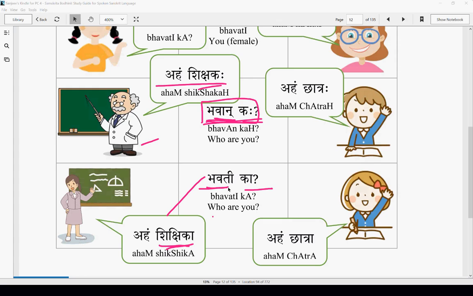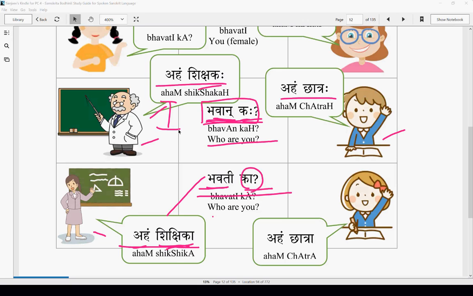Who are you? So this bhavati and bhavan is you actually, and who is represented by this kaha and ka. Kaha and ka are the who question words, but kaha is used when it is a male and ka is used when it is a female. So aham shikshakaha, this person is replying. Aham means I, shikshakaha is teacher, and this person is student, aham chhatraha. And this one, aham shikshika, is a female, because she is female, she is replying aham shikshika.